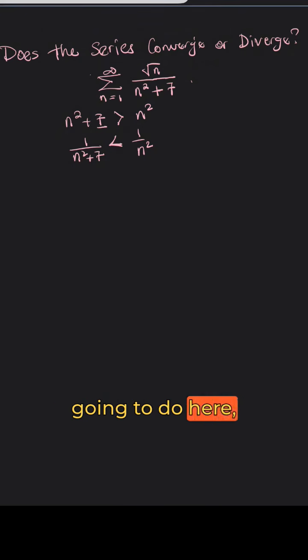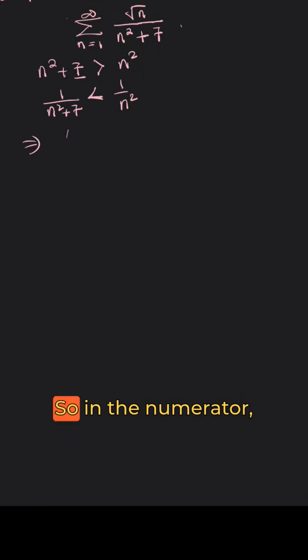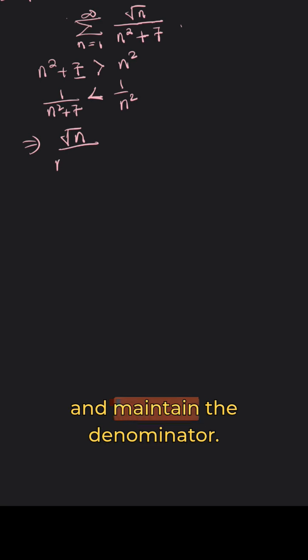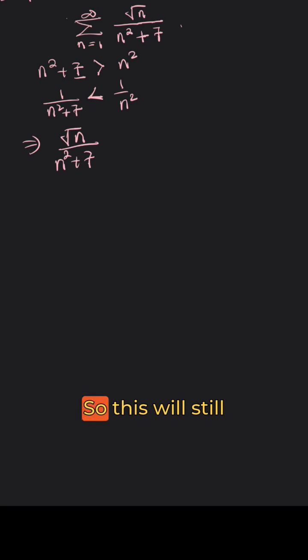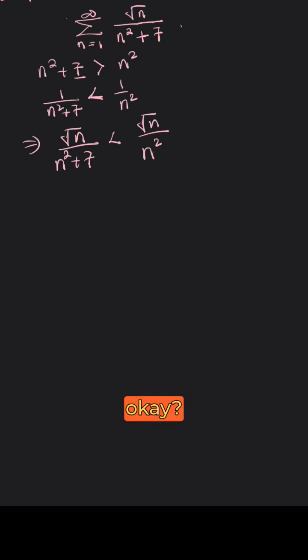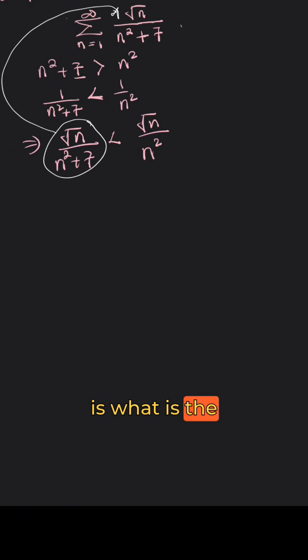Now what we're going to do here, we are going to multiply throughout by the root of n. So in the numerator, root n, and maintain the denominator. So this will still be less than the square root of n divided by n squared. Okay, now what we have on the left side here is the nth term.